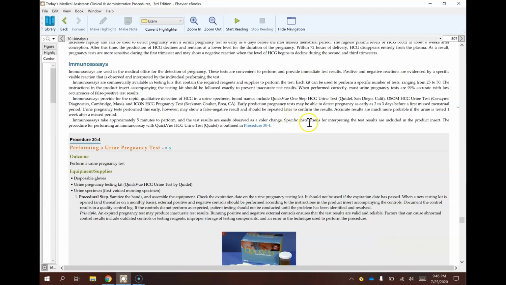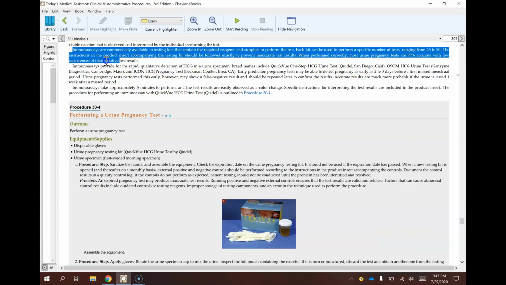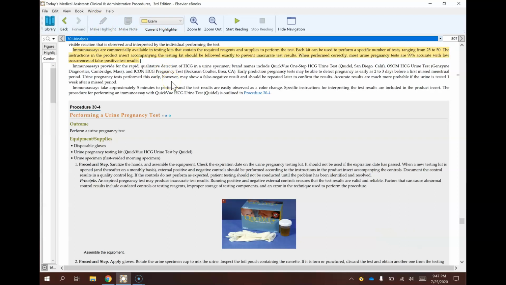Another way that pregnancy can be detected in the doctor's office is with something called an immunoassay, and this is to give an immediate result, and you will have a visible reaction. Okay, let me highlight that.